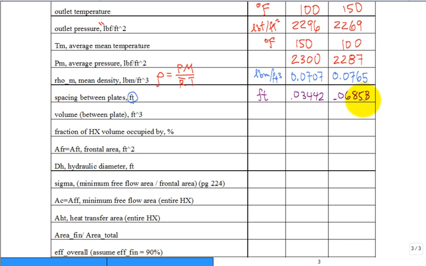0.06858, something like that. All right, what is now the volume between the plates for each of those? What's the volume of one passage between? So you could really divide this, the volume that's between the plates. You could say I'm going to do it for one passage, and then I'm going to do it for 12 passages because I really have 12 in the whole heat exchanger, don't I? Or you can just do one passage and then know, hey, if I need it for the whole heat exchanger, I'll multiply by 12 in a second.